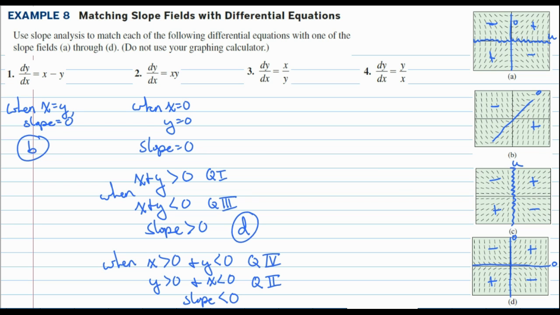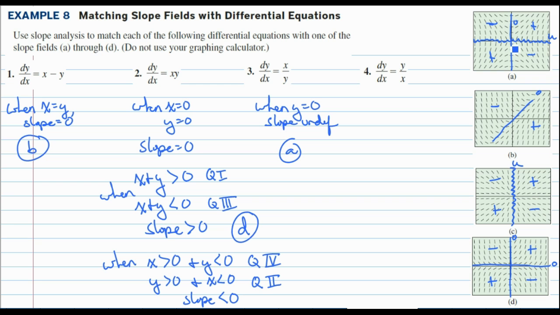Number 3, the derivative equals x divided by y. Very similar to number 2 in that when you have the same signs for x and y, you have a positive, and when you have opposite signs, you have a negative. So it's looking like either C or A, but then we can add a little bit of analysis: when y equals 0, the slope is undefined. So for that horizontal line y equals 0, we need an undefined slope. That's going to occur in slope field A. You can also go as far as saying when x is 0, the slope is 0, which is also true in slope field A.